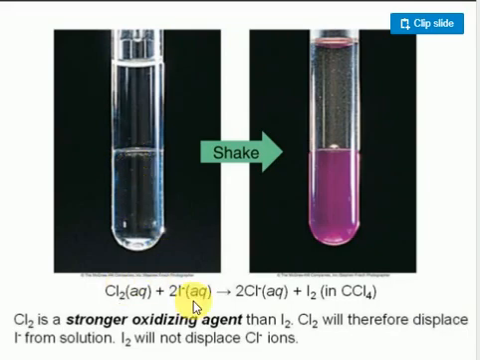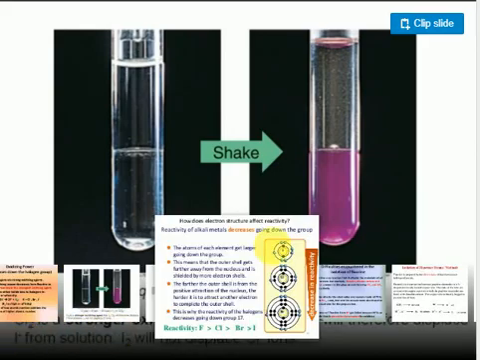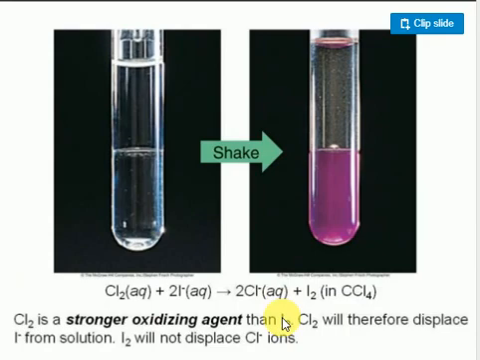Look at a simple experiment. Consider that we take an iodine solution, which contains 2I minus and is colorless. If you pass chlorine gas through the solution, what happens? Cl2 gas becomes Cl minus and iodine is formed. Iodine appears with a violet color. Chlorine is a stronger oxidizing agent than iodine, so chlorine displaces the I minus from the solution.